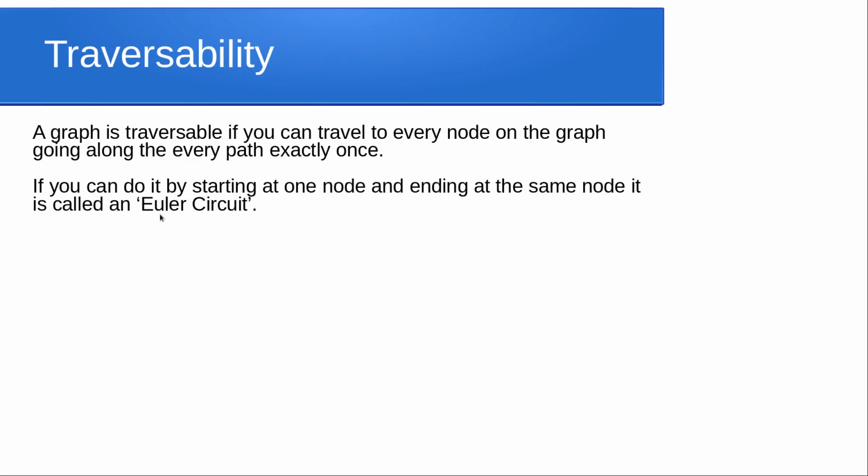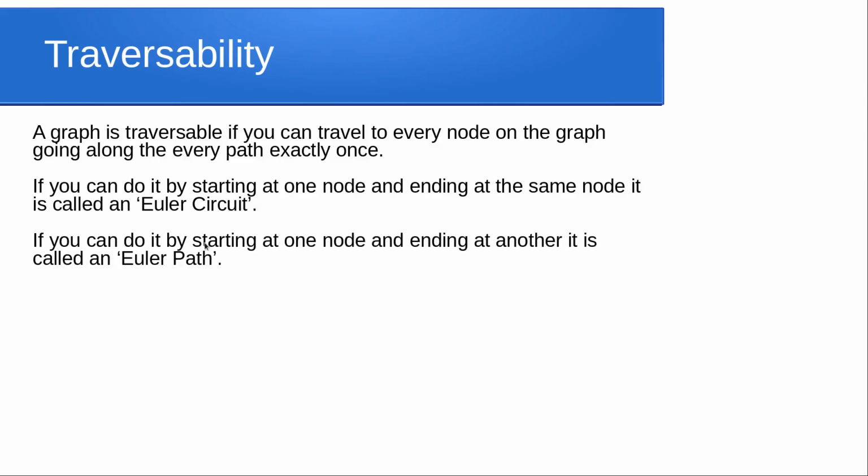Now there's two different things we're going to look at, and one of them is the Euler circuit. If you can do this, that you can draw it and you start at one node and you end up back at the same node, it doesn't matter where you start, as long as you end up back at the same place, that's an Euler circuit. If you can do it by starting at one node and ending at a different node, then that's called an Euler path instead.